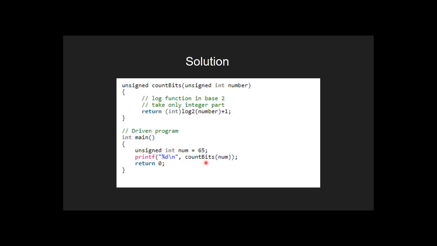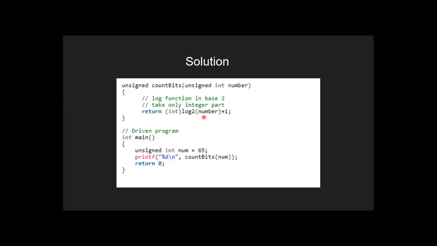Let's see the code for this. Inside the main function, we call countBits function and pass the value of num to it. Here inside countBits function, first we find logarithm of the number to the base 2 and add 1 to it, and simply return the value, which is equivalent to the number of bits in the given number.